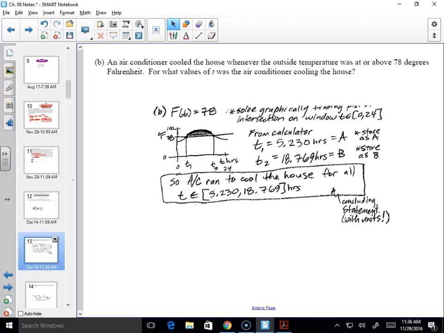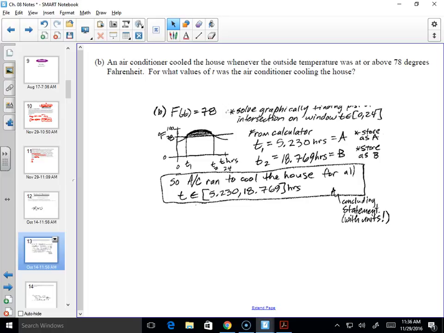5.230 to 18.769. I got the 5.230, but I didn't get the second one. Wait, I got 5.231. But you don't need to figure out zero minus when it. You need to figure out when your temperature is above 78, and so literally you're just graphing your original function.